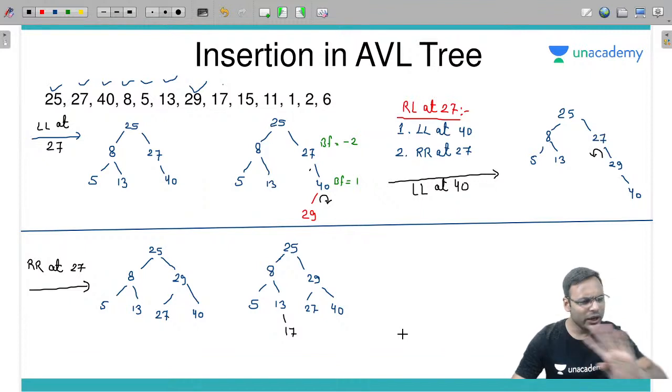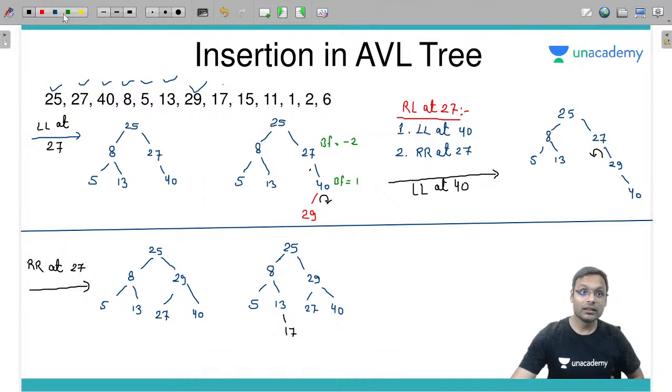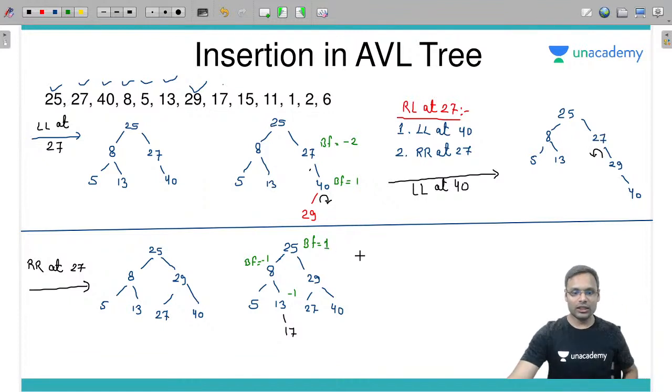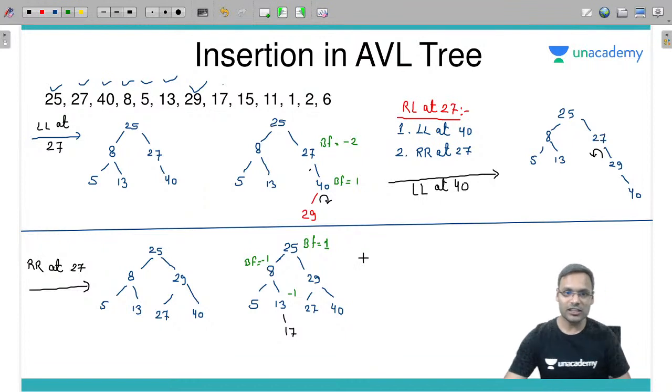There is no problem after 17. How can I say? Let's check it out. At 17's parent, what is the balance factor? -1. What is the balance factor at 8? 1 minus 2 is minus 1. What is the balance factor at 25? 1, 2, 3 minus 2, 1. No problem at all. The tree is balanced.